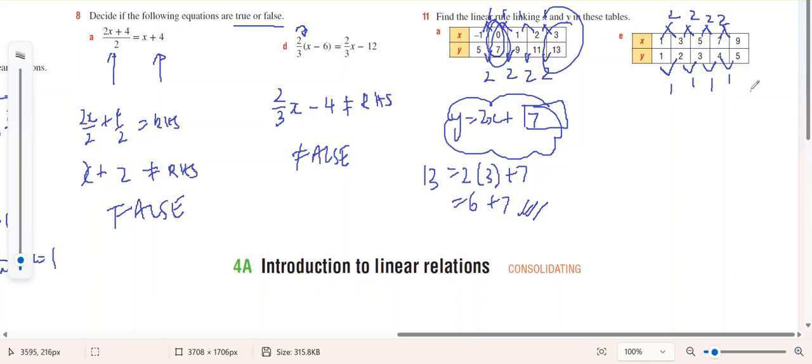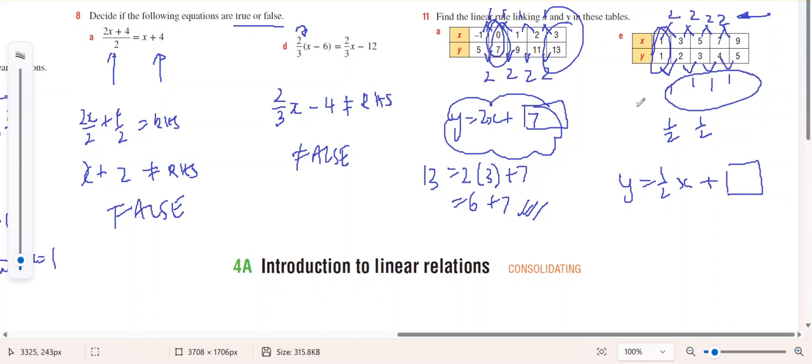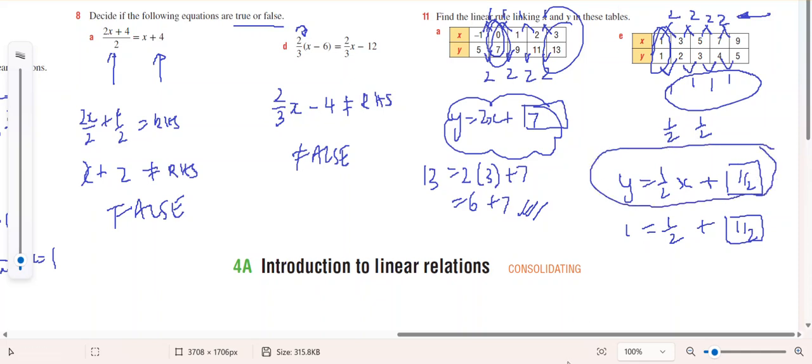So this isn't going to be my multiplier, because my top isn't increasing by 1. But if my top did increase by 1, all of these would increase by a half. So I'm going to have y equals a half x plus some number. And I can double check that number in the first spot, for instance. When x equals 1, y has to equal 1. Therefore, the number that I have to add is a half. So y equals a half x plus a half.